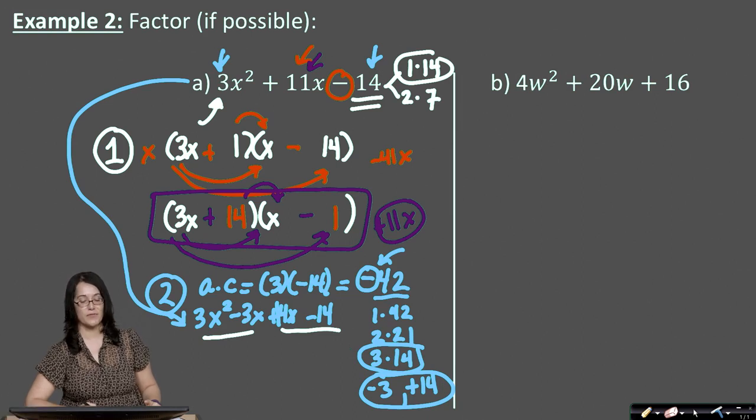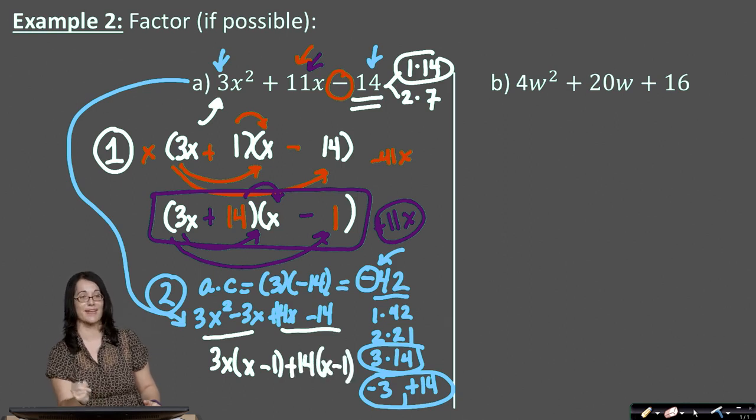What is the GCF of 3x squared and negative 3x? Just 3x. Leaving me with what? Yeah, just x minus 1. Good job. What is the GCF of positive 14x and negative 14? Good, positive 14. Leaving me with x minus 1. Coincidence? I think not. So what do we really have here? Factor out the shared binomial x minus 1 and we'll have our answer.